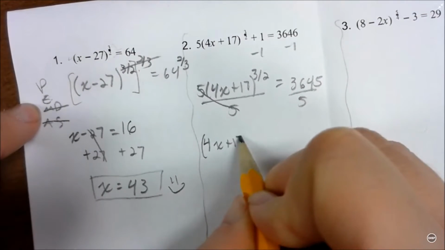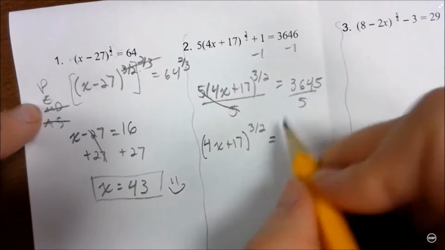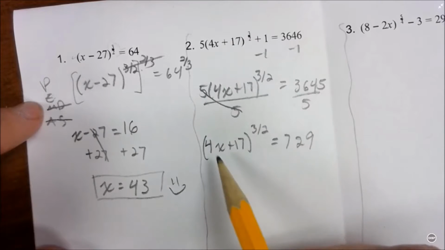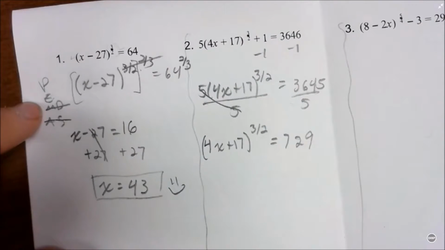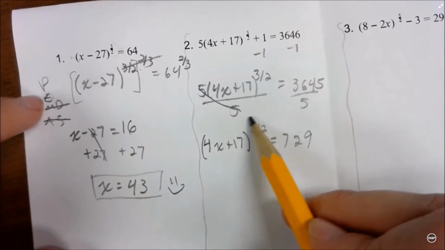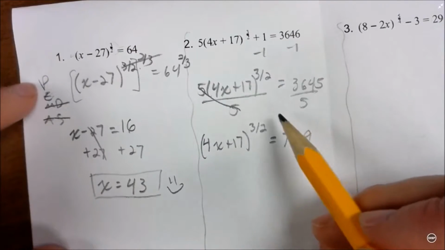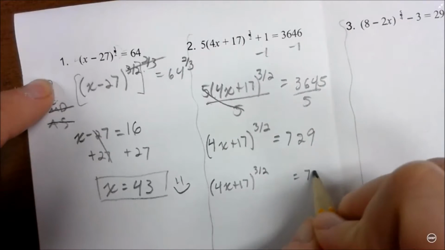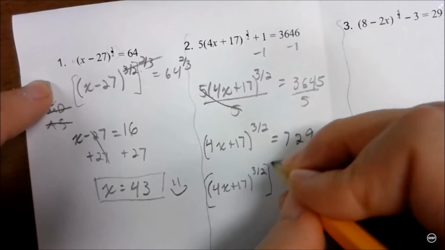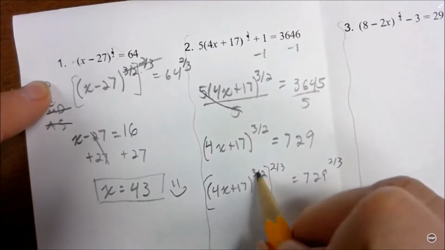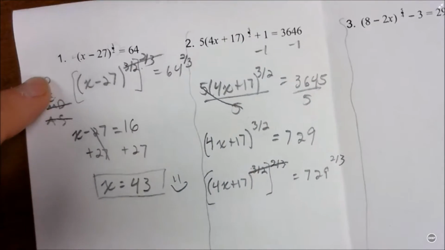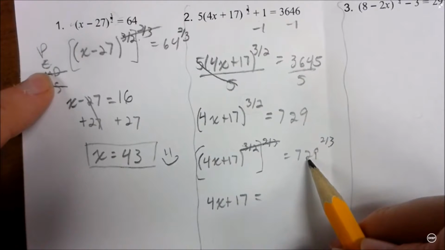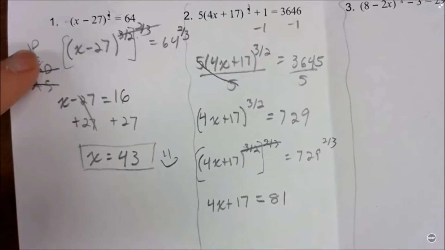So I have 4x plus 17 to the 3/2 power equals, should be 729. All right, and then there's nothing else to multiply or divide outside parentheses. So I'm going to move on to the exponent step. And I want to cancel that exponent with its reciprocal, which again is 2/3. So let me rewrite it. And take both sides to the 2/3 power. Okay. Again, 3/2 and 2/3, they're both exponents, so they cancel each other out. So 4x plus 17 equals, and that is 81, I believe.